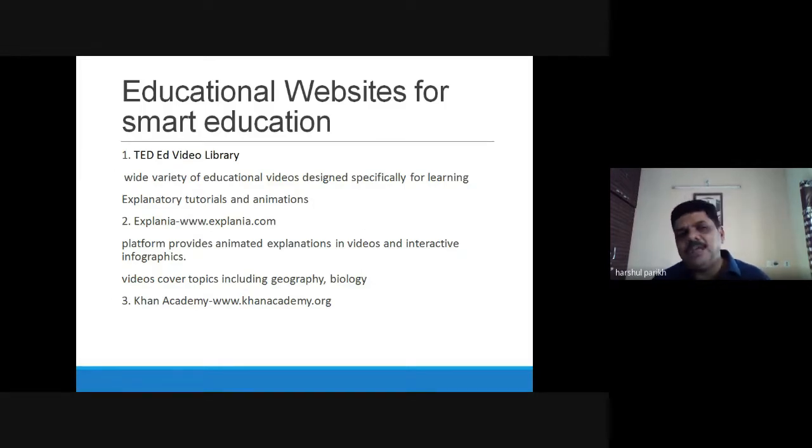There are certain educational websites where you can get good videos, and educational videos definitely stimulate students for learning. Animation videos are also available on different websites. Amongst them, one is the TED-Ed Video Library. Second is Explania. Explania is a very interactive platform, and it mainly covers geography and biology.